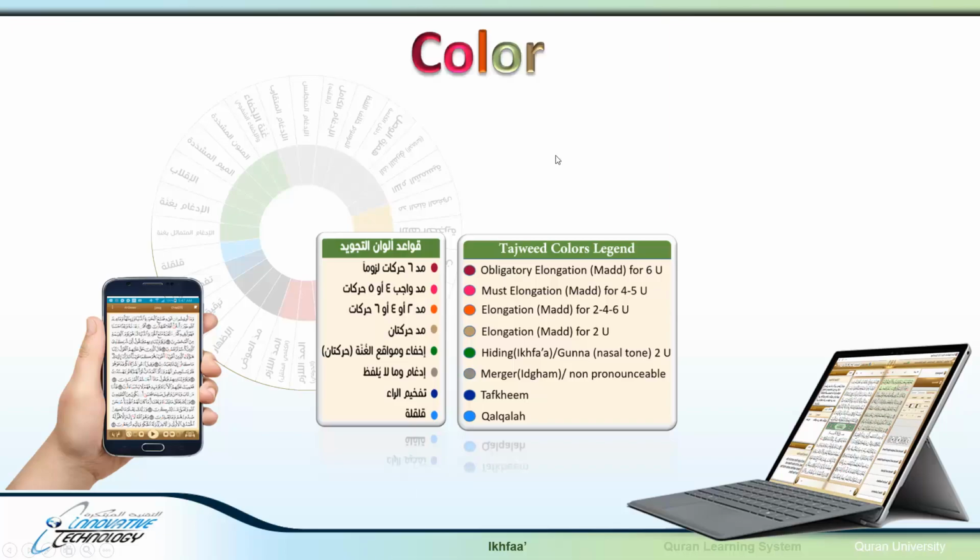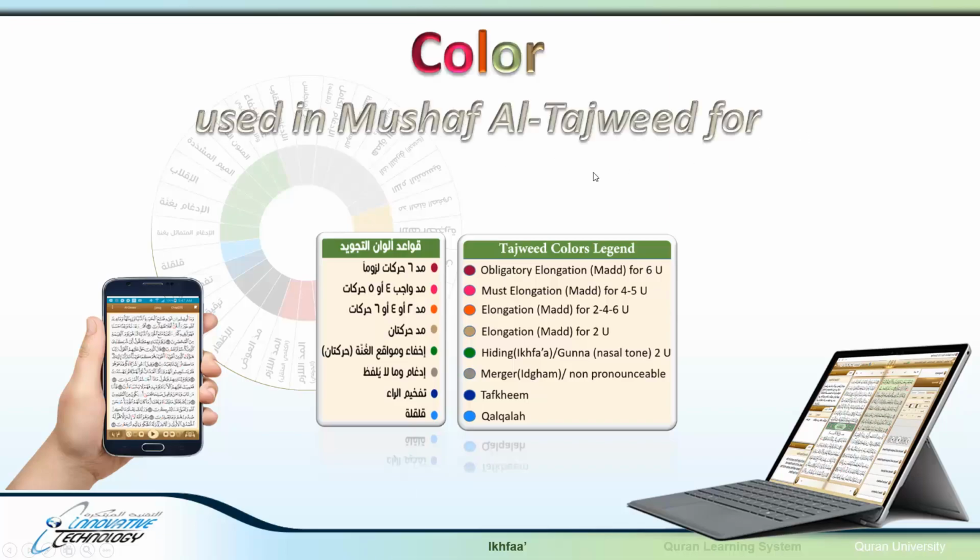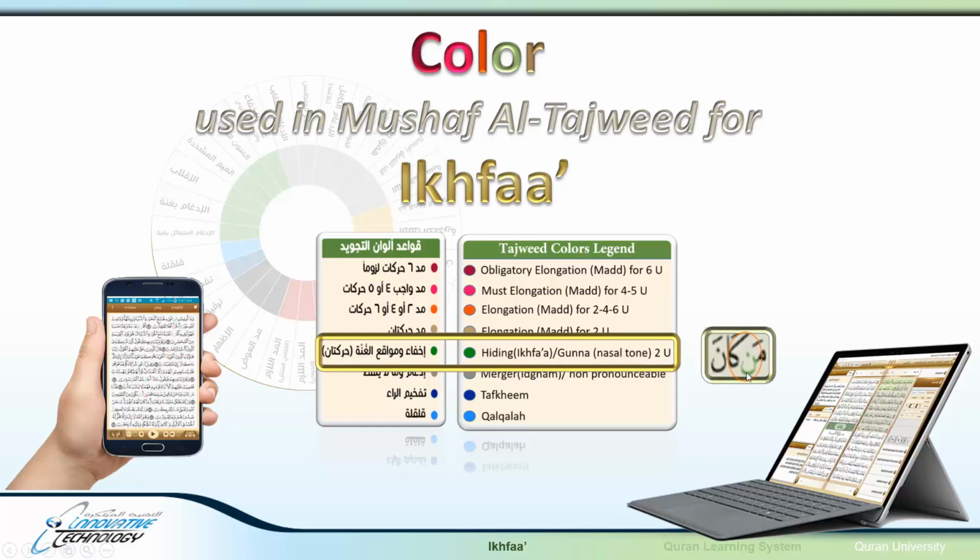Based on that, we'll link now the color used in Mushaf al-Tajweed with the hukum Ikhfaa, the rule of Ikhfaa, which is the color green. Let's look at this example. Man kana. The noon here is followed by one of the Ikhfaa letters, the kaf, and thus the rule of Ikhfaa should be applied on it.